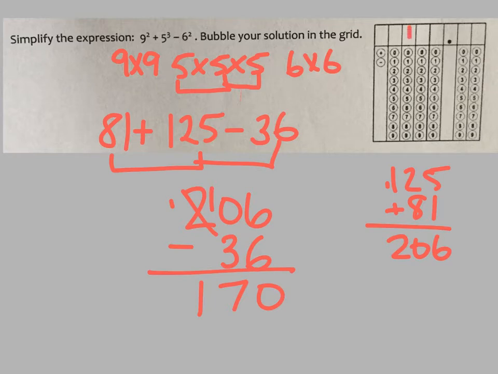170, I put a 1 in the hundreds, a 7 in the tens, a 0 in the ones. I fill in the bubbles. If I choose to put the zeros after the decimal, that's okay, but I'm not required to do that.